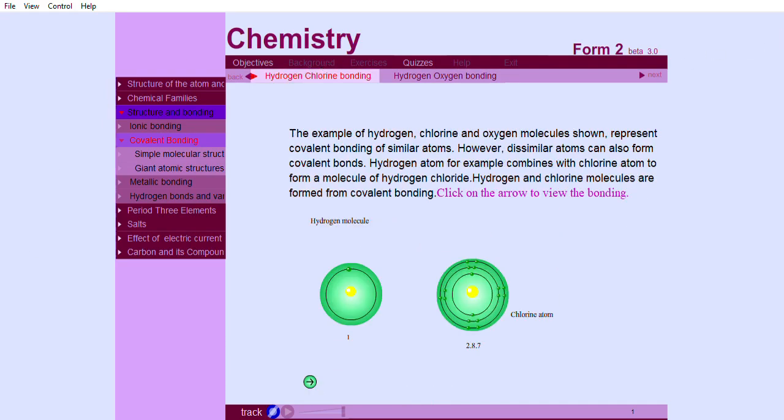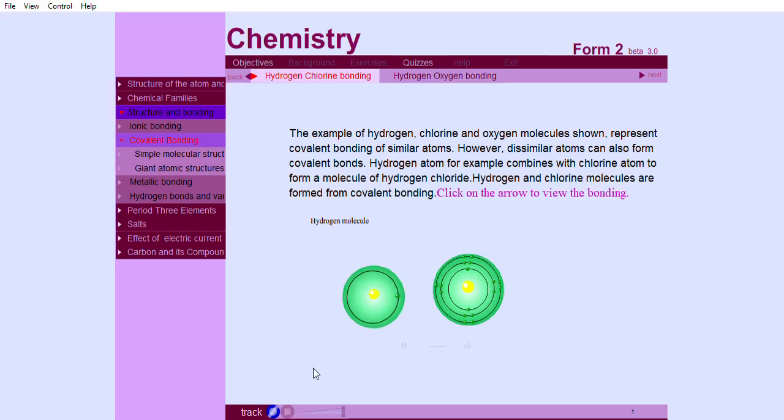The examples of hydrogen, chlorine, and oxygen molecules shown represent covalent bonding of similar atoms. However, dissimilar atoms can also form covalent bonds. Hydrogen atom, for example, combines with chlorine atom to form a molecule of hydrogen chloride.